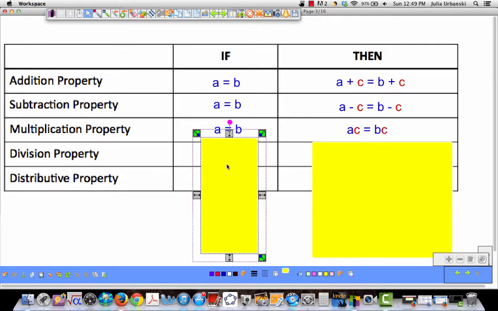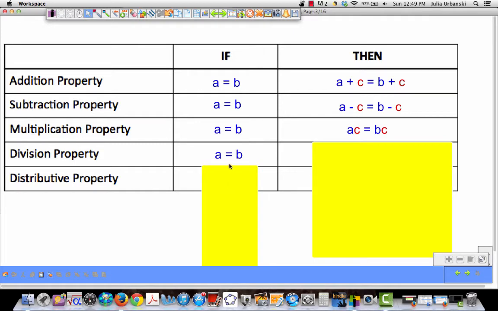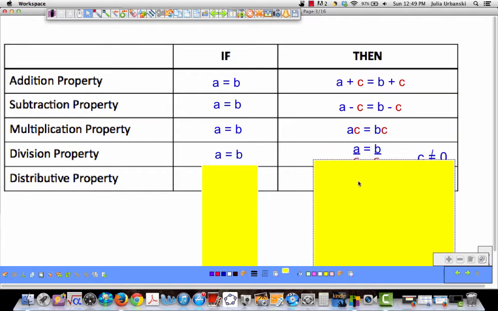And likewise the division property. A equals B, if that's true to begin with, then you're allowed to divide both sides by C. A divided by C equals B divided by C, as long as C does not equal 0, because that would make it undefined for a fraction.